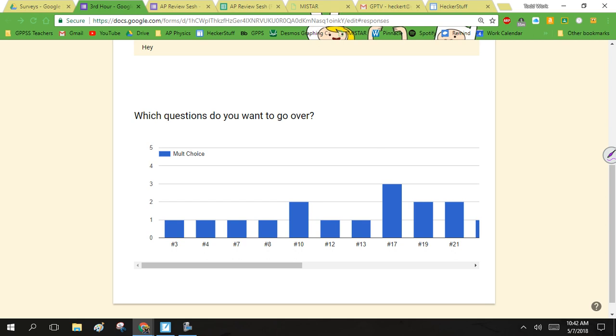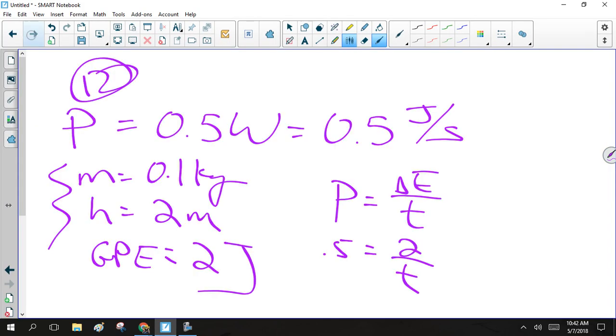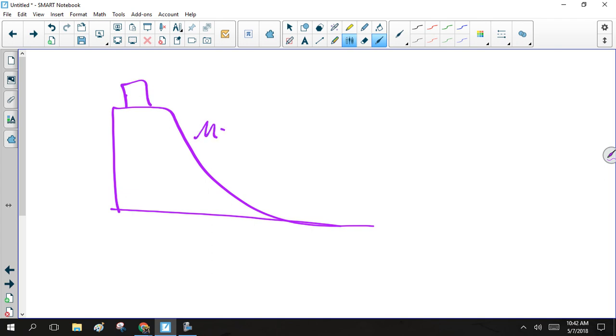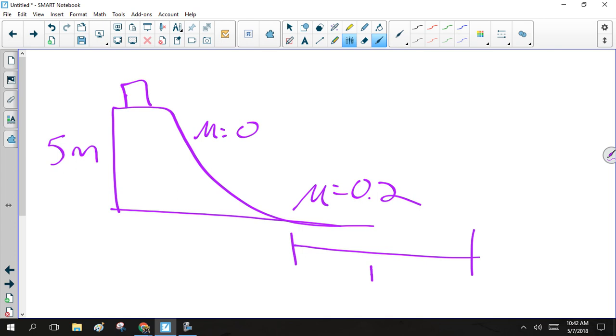13. It says a block slides from... Oh yeah, this is the one where you've got the drawing. Ooh, I'm very happy with that little drawing. All right, so here's our block. No friction. Friction. This guy is 5 meters tall. We want to figure out what distance it's going to slide before stopping. Thoughts?